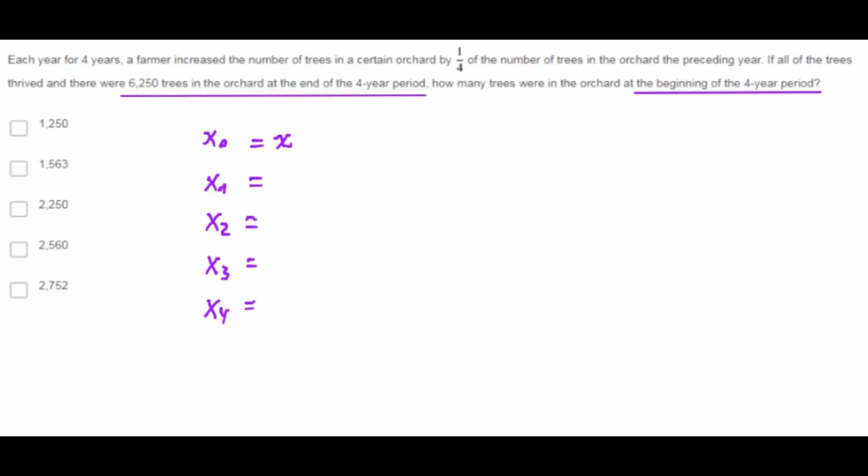And they state that they had 6,250 trees at the end of the 4-year period. So here we have 5 terms, because we are starting with x0.